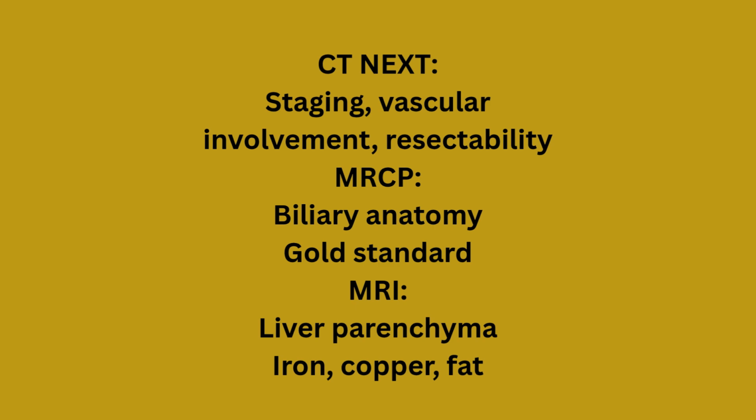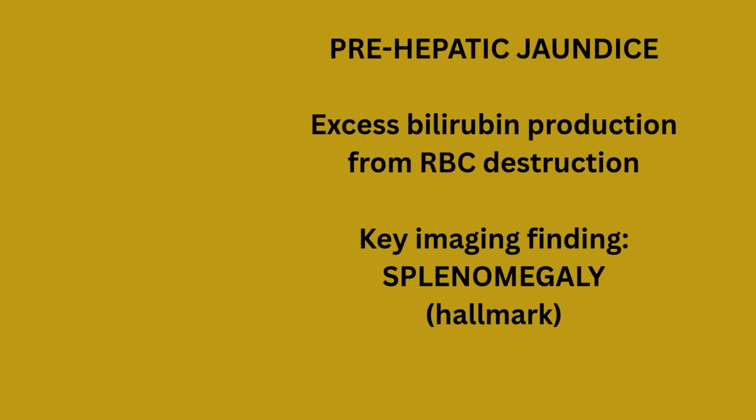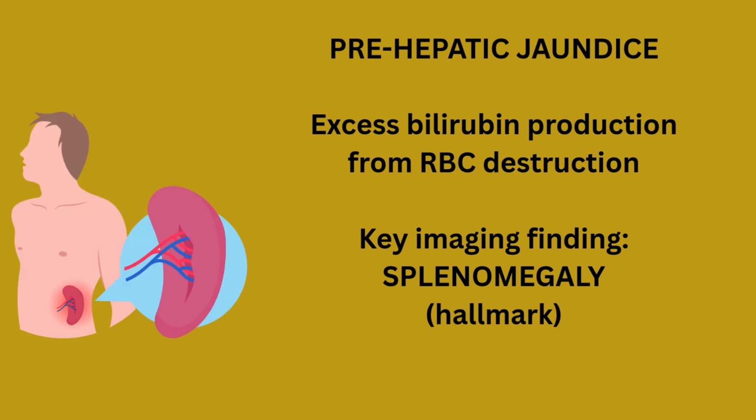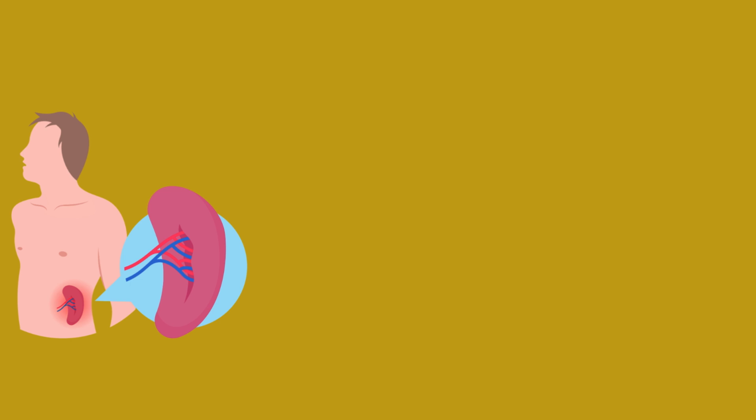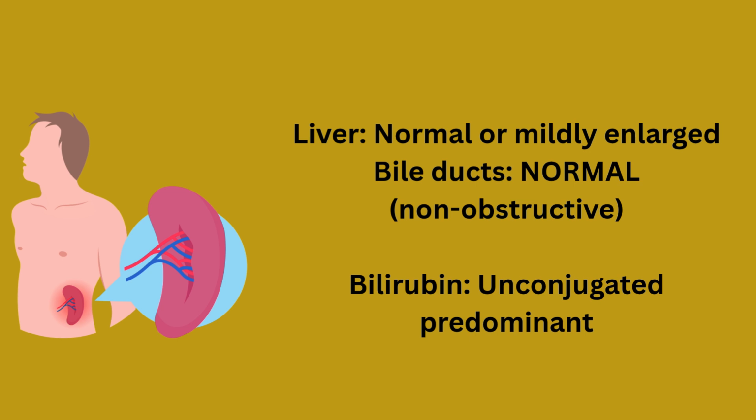Pre-hepatic jaundice: excess bilirubin production from red blood cell destruction. The hallmark imaging finding is splenomegaly. The liver may be normal or mildly enlarged, and crucially, the bile ducts are normal, non-obstructive. The normal duct finding immediately separates pre-hepatic from post-hepatic.